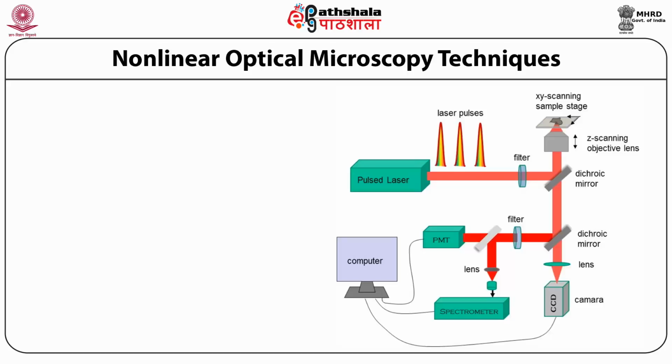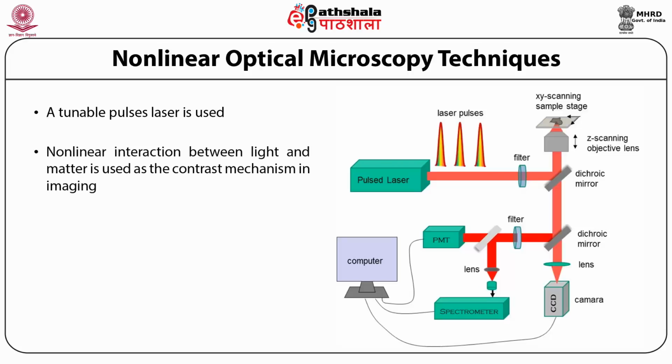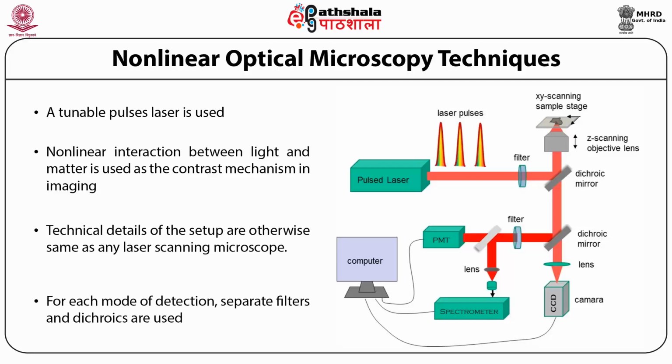So you need to have light coming from some kind of laser source in the form of pulses, because when you have pulses of light, you have the electric field associated with it comparably quite high. So nonlinear interaction between light and matter is used as the contrast mechanism, and technical details of the experimental setups are otherwise the same as those discussed before in laser scanning microscopy techniques.